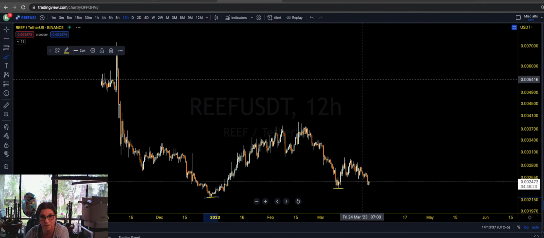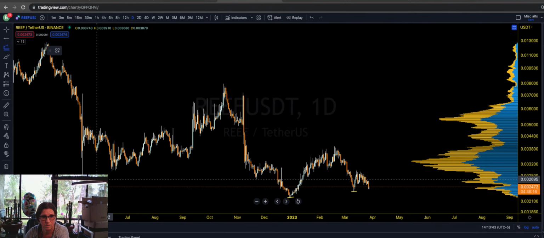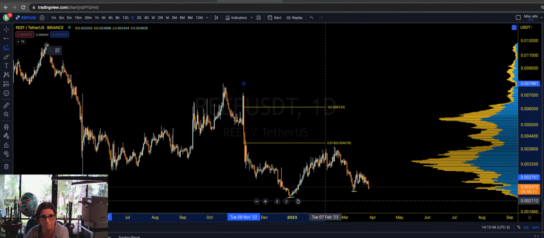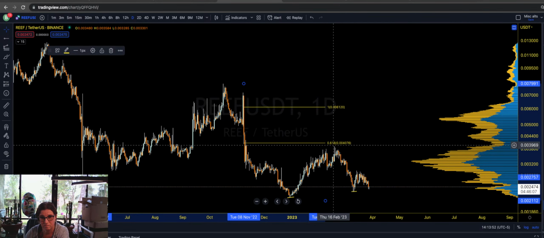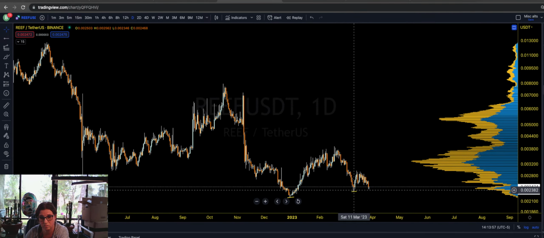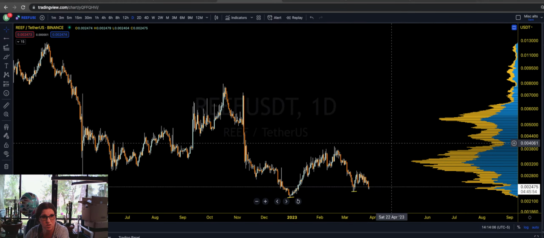And if it does take the bottom, then that was a very bearish truncated C right here, which is surprising. Hopefully this can hold. Yeah, Reef doesn't look that great at the moment.